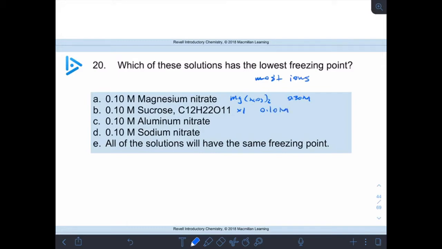Aluminum nitrate. Aluminum nitrate should be an Al(NO3)3. So we get, excuse me, not a 2, a 3, my bad. So we get 4 ions, so we should end up with 0.4 molar here. And sodium nitrate, that's going to come out as NaNO3. So we get 2 ions there, so a 0.2 molar. All right, so which one has the most particles? That would be the aluminum nitrate.